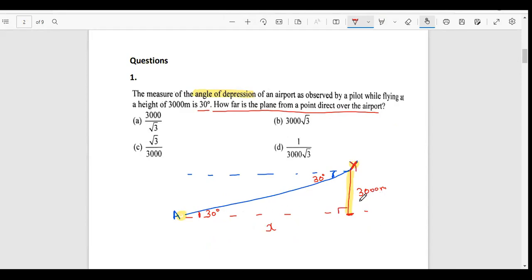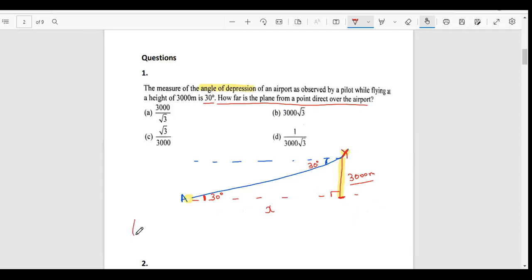We have the opposite side, हमारे पास perpendicular side है. This angle is 30. इस 30 से perpendicular हमारे पास 3000 meters है. We have that. हमने base find करी है तो what can we use? We can use tan. ठीक है, tan 30 is equal to perpendicular divided by the base and I need to plug in the values now.